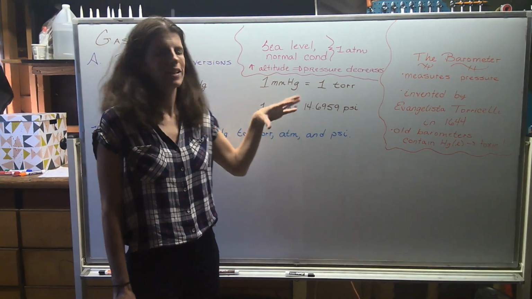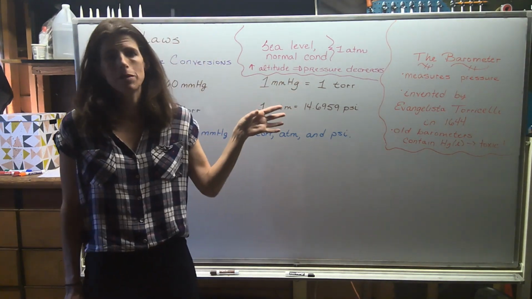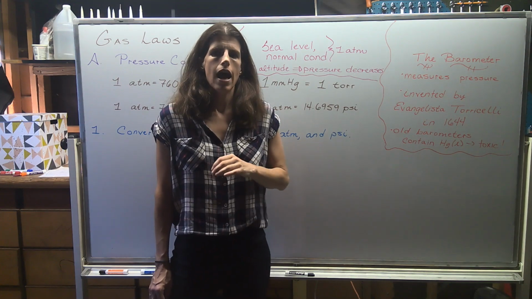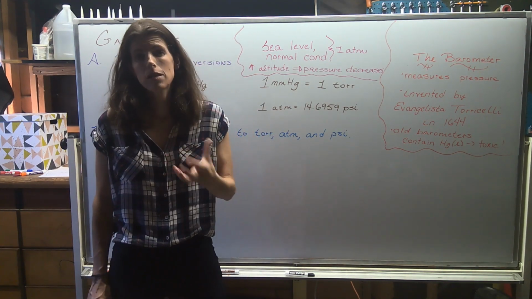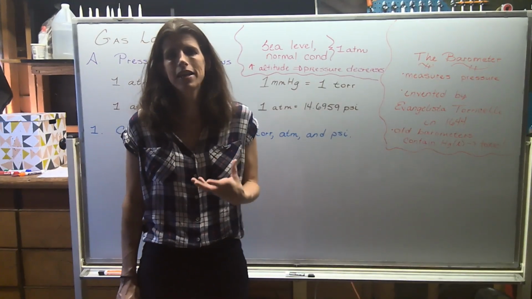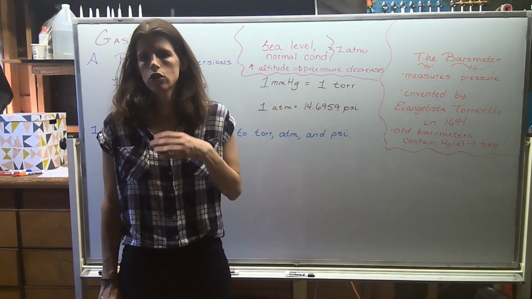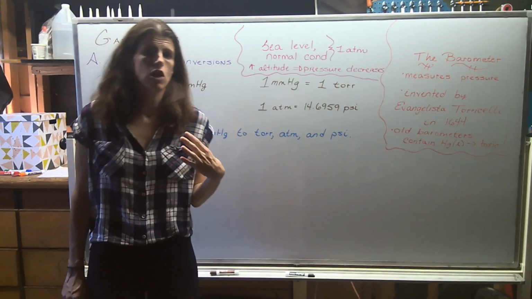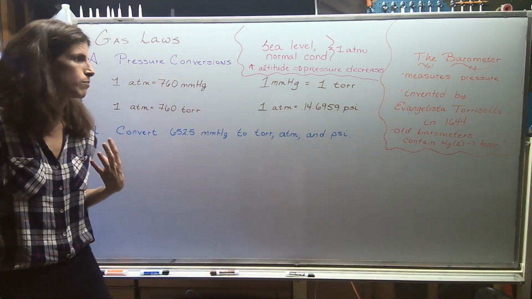As you go up, like if you climb a mountain or if you live in the mountains, that pressure is going to decrease. As atmospheric pressure decreases, it becomes difficult to breathe. And so that's why sometimes people become lightheaded or a little bit woozy when they're at high altitudes. There's just not as much oxygen because of the decrease in pressure.